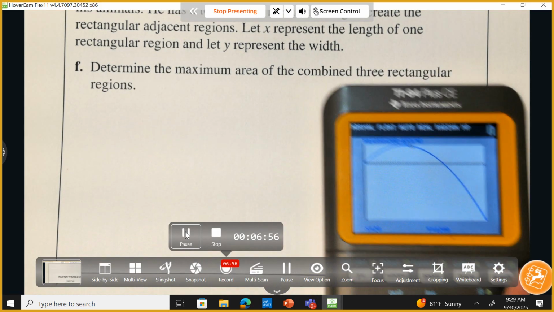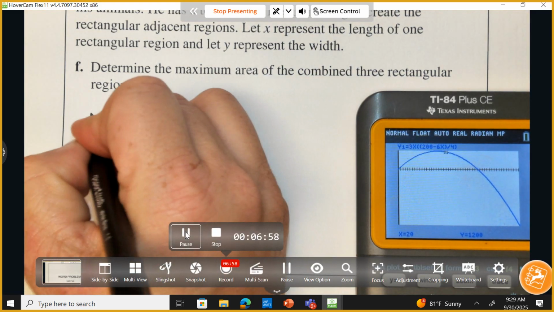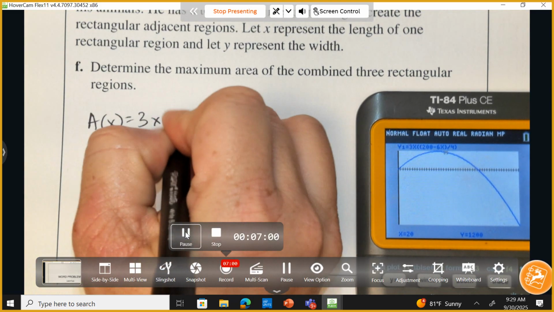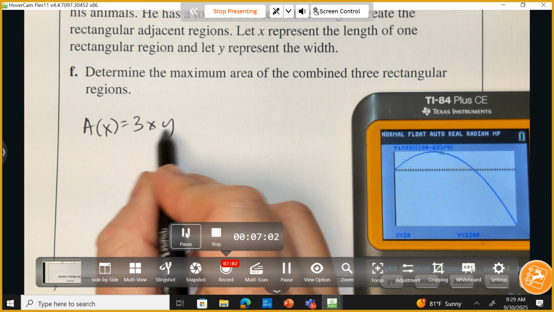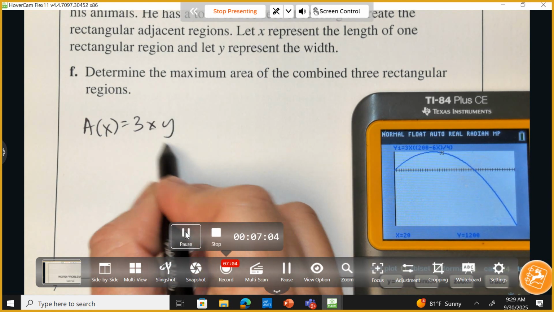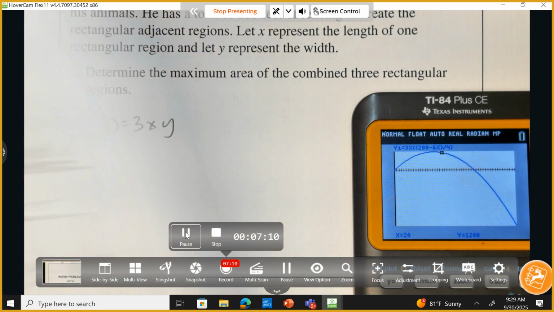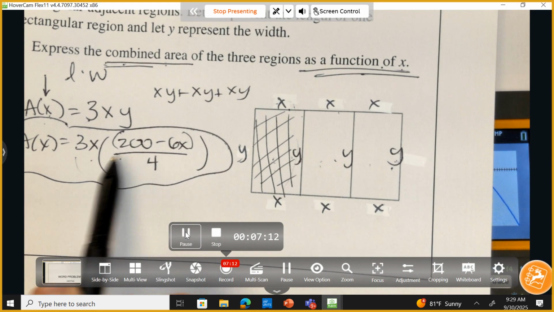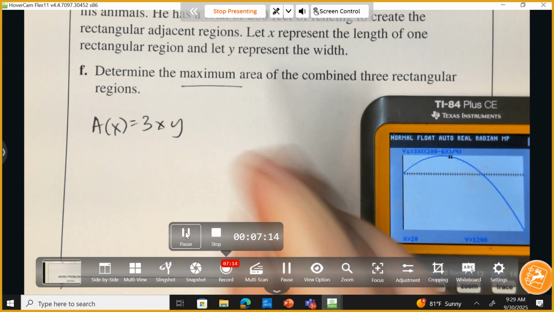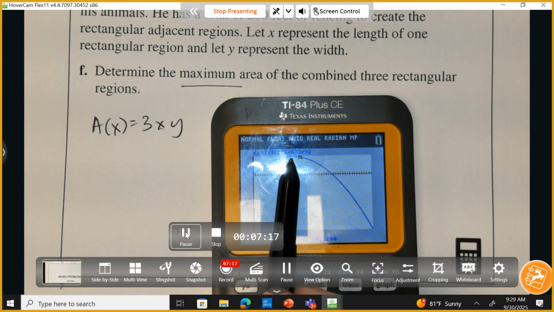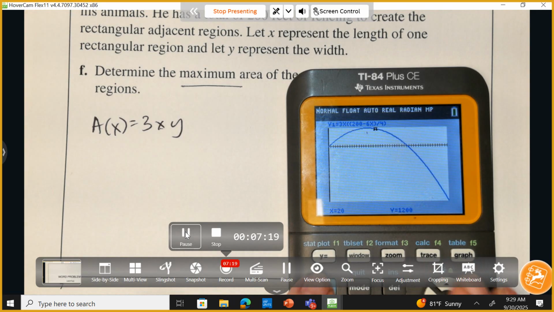The formula that I started with looked like this. We had 3 equivalent rectangles, and then we took out the y because we could only have one variable, and we replaced it with an equivalent expression for y. They're saying, what is the maximum area? So as I look at this picture, I want to know what the maximum is.